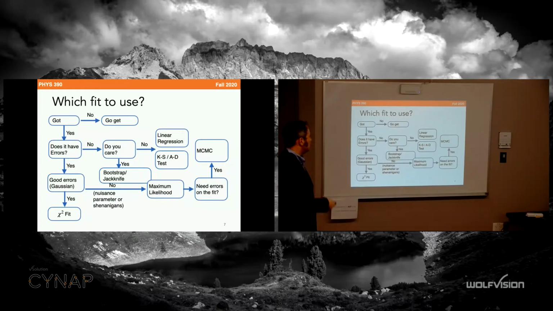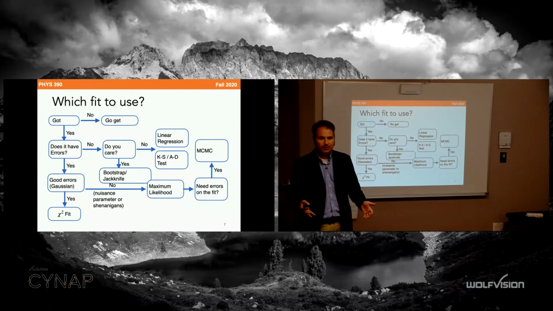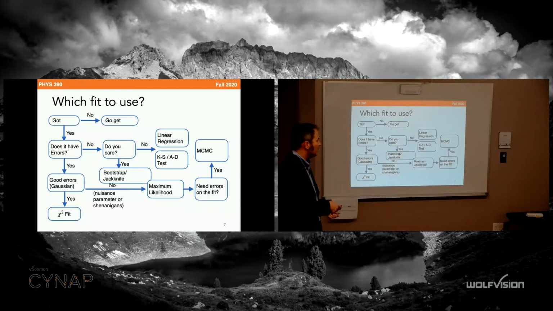Okay, so which fit to use? Got data? No. Go get data. Got data. So we're always here. Does it have errors? No. Do you care? That's an important one, right? If you don't care, you can always do a linear regression. There's your slope and intercept, and you go, good enough for me. Off I go. Or I just want to compare two samples against each other. I'm not interested in their uncertainties that much. I'm not interested in the confidence levels because I get a p-value anyway, so I know how confident I can be in these comparisons.